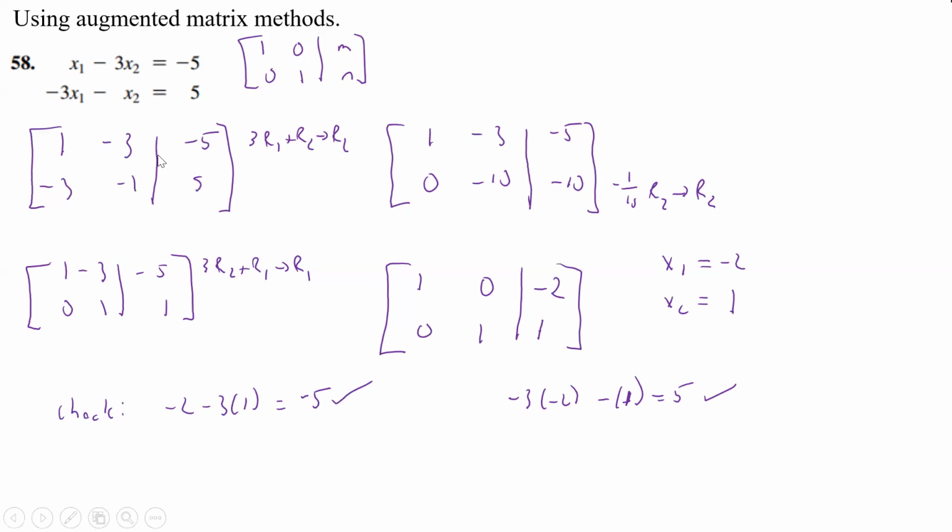So again, we do all our reductions till we get to the row reduced echelon form. And then after that, we check in both original equations or however many equations there are.